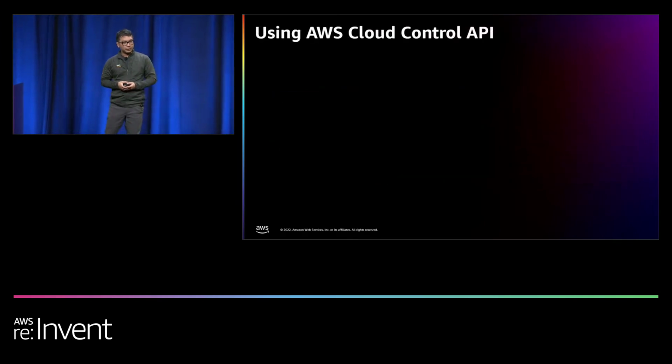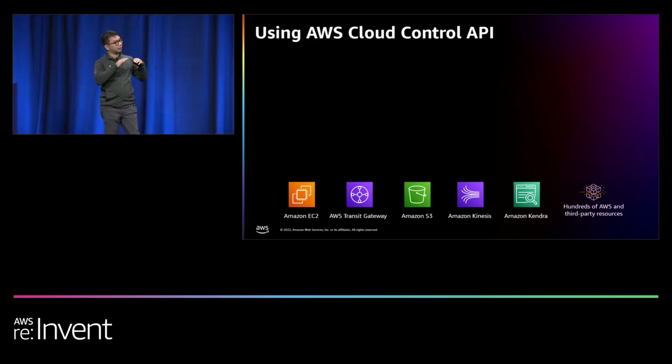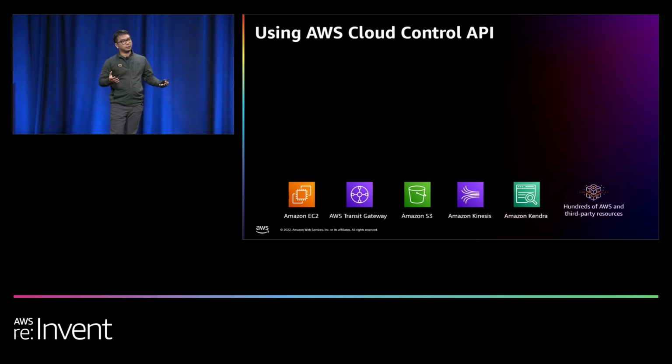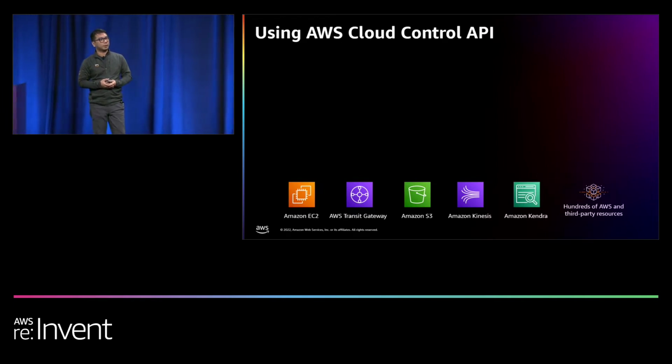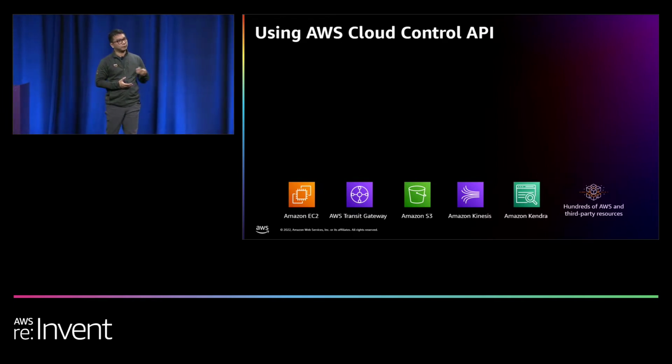But before that, let me help you visualize how Cloud Control API actually works with the underlying resources and services such as maybe EC2. So let's take a look. First, at the bottom layer, you have all of the services that are available in the Cloud Control API today. That includes hundreds of AWS resources and also third-party resources.